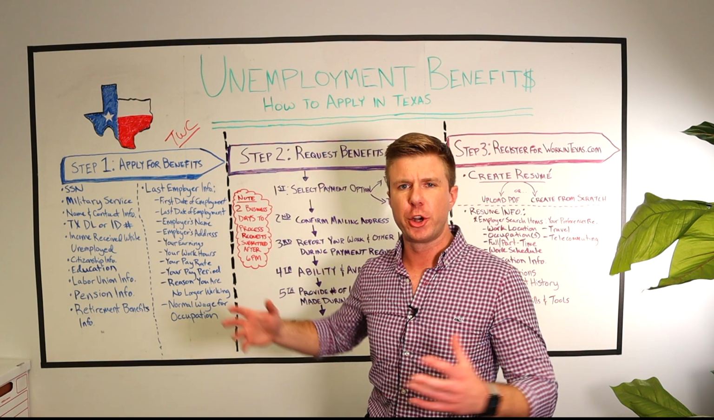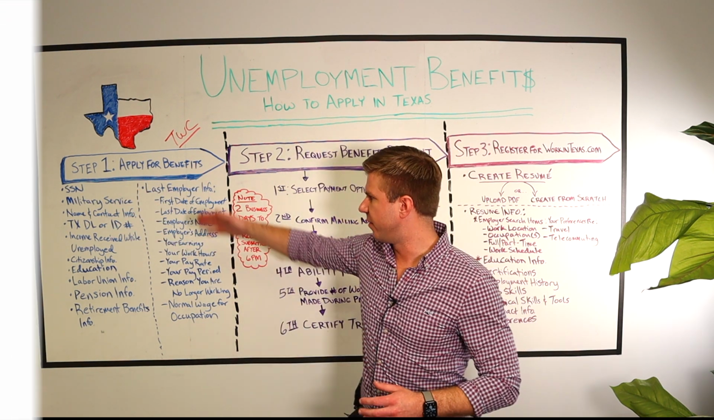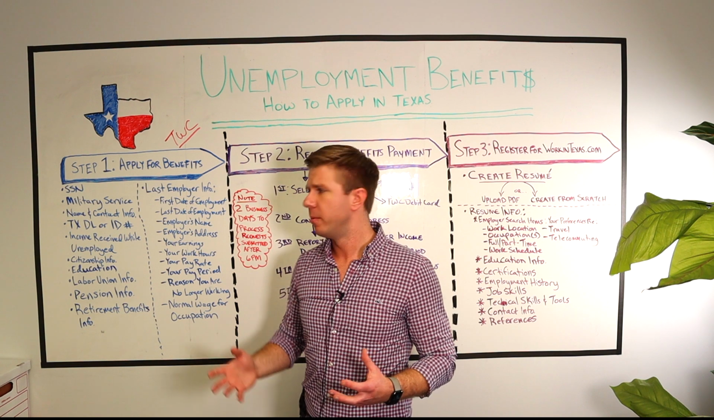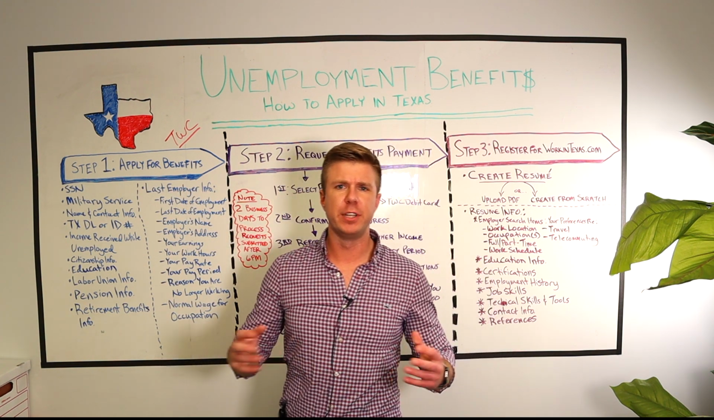So what information are you going to need in step one when you go to apply for unemployment benefits in Texas? I've made a list here on the whiteboard. You can see it here. These are all of the categories of information that the TWC is going to ask you about when you go to apply for unemployment benefits. I'm not going to read them all, but you can see the list here. I'll leave the list down in the description of this video as well.